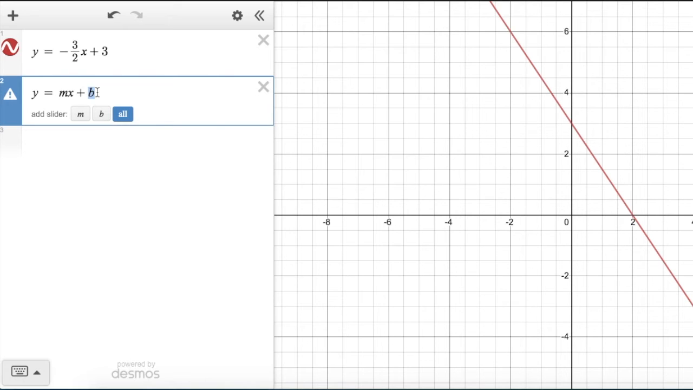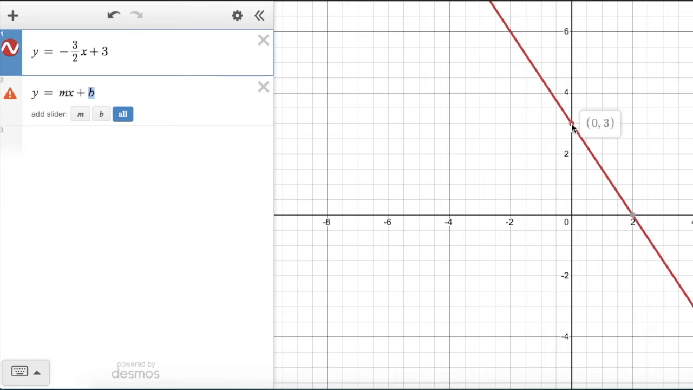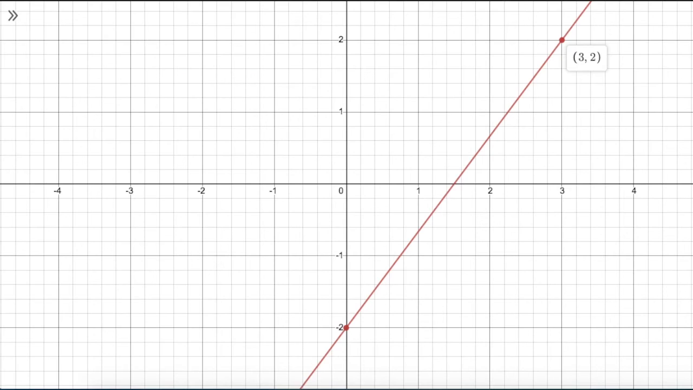The y-intercept is where the line crosses the y-axis, right there. So 0, 3. 0 is the x value, 3 is the y value. So your y-intercept is 3. So whenever x is 0, that y value is your y-intercept. Let's look at this graph.